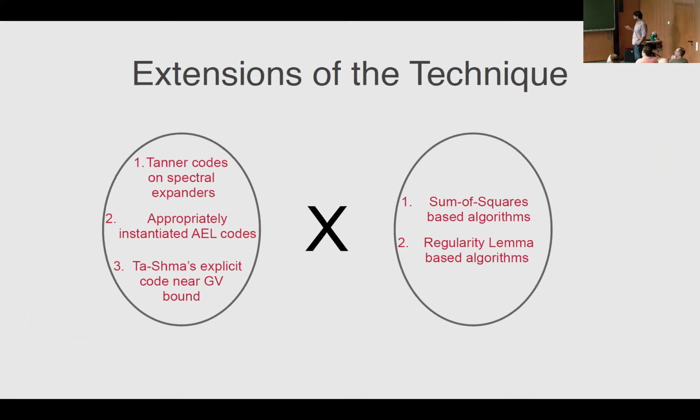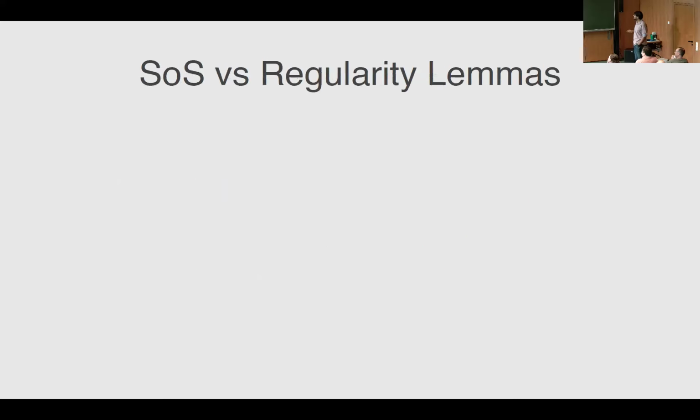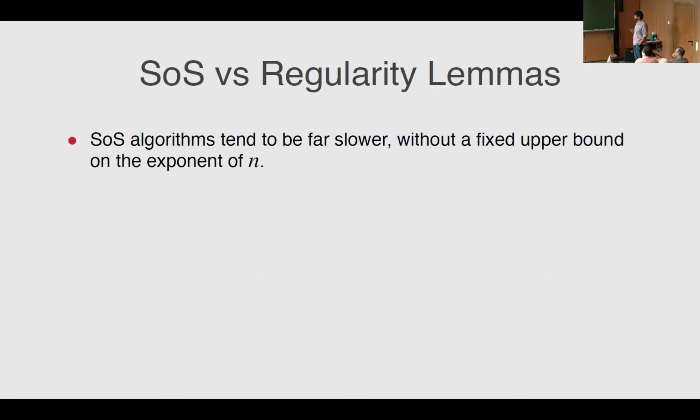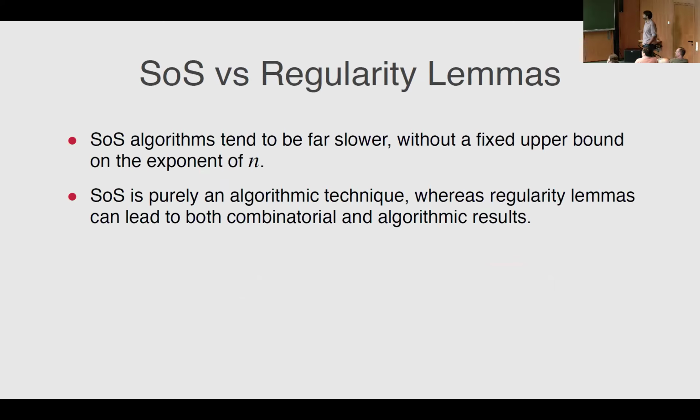Okay. We had these 3 codes. Actually, both of these techniques are applicable to all these 3 codes. So you can have 6 different algorithms. The sum of squares is slower. Now I'm going to talk about some of the sum of squares issues. Sum of squares tends to be far slower, and typically even the exponent of n is unbounded. There's no fixed number like 5 or 6.